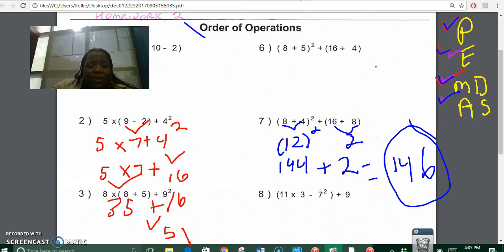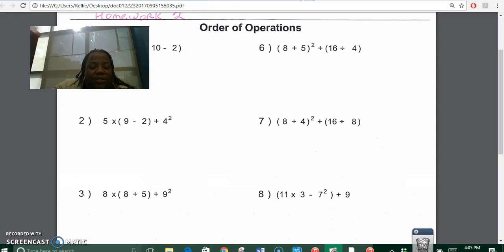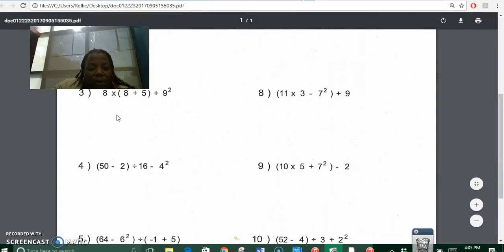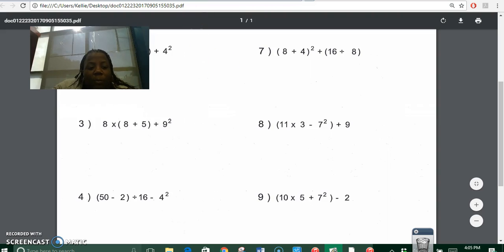All right, let's go ahead and do number 8. Let's see where I'm at. Number 3. Let me go ahead and do number 3. Let me just erase all that. I think you guys got the PEMDAS thing and how to do what order. Okay. Let me go ahead and do number 3.